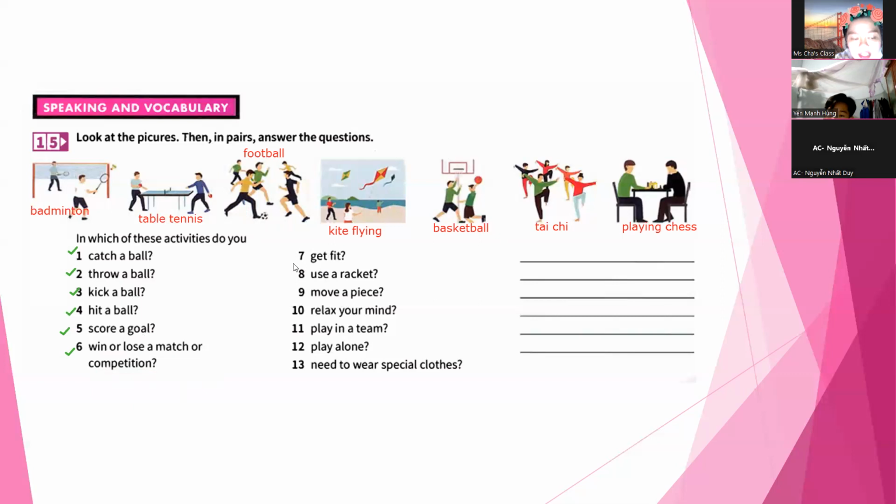And in which of these activities do you get fit? Tai Chi, basketball, football, badminton. As well as football, right? Because it has a lot of movements, so this activity will make you get fit. How about this one? Use a racket. Badminton and table tennis.